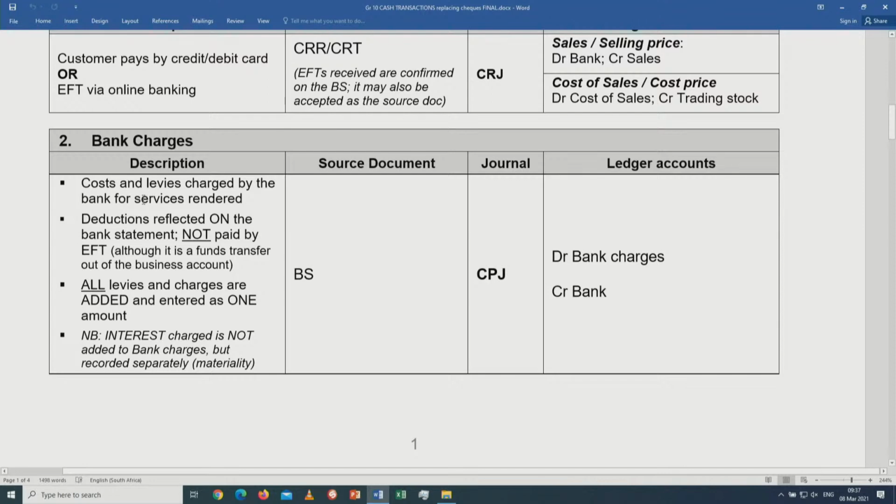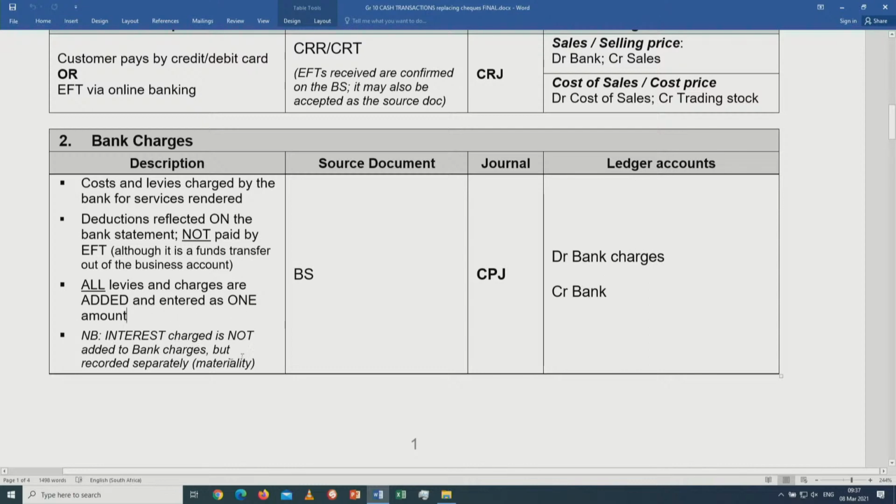Then now we have what we call bank charges. Bank charges are costs and levies charged by the bank for services rendered. Remember, if you have a bank account, you must be charged for the levies or the services that the bank has done for you. The deduction reflects on the bank statement, not paid by EFT, although the funds transfer out of the business account. All levies and charges are added as one amount. Remember, this is very important: add them as one amount when you record them in your cash payment journal.